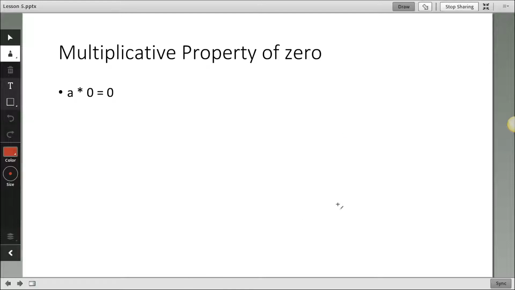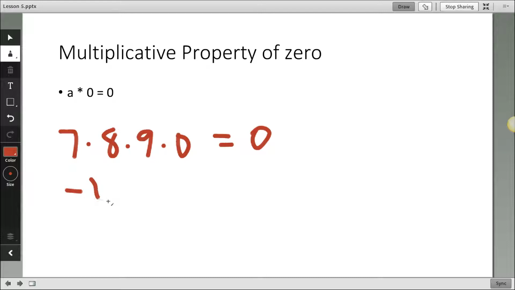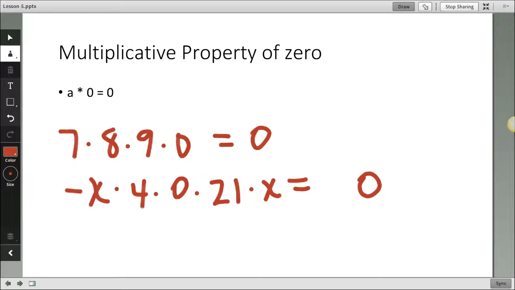Okay, then you have this one, the multiplicative property of 0, the easiest property in the world. Anything times 0 is 0. So that's the multiplicative property of 0. That's the multiplicative property of 0 because you're multiplying by 0. Anytime you multiply by 0, you got the multiplicative property of 0.